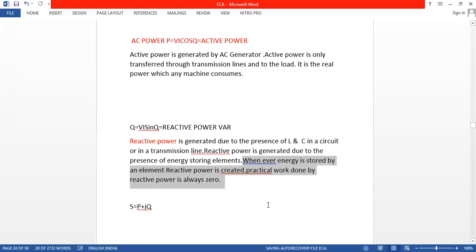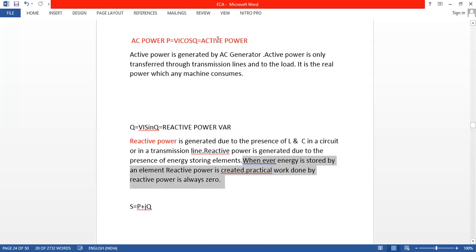Whenever an element is stored by an element, reactive power is created. Practical work done by reactive power is also zero. So whenever we have an inductor, it creates reactive power, and the use of that reactive power is zero. That is, reactive power cannot rotate a fan.